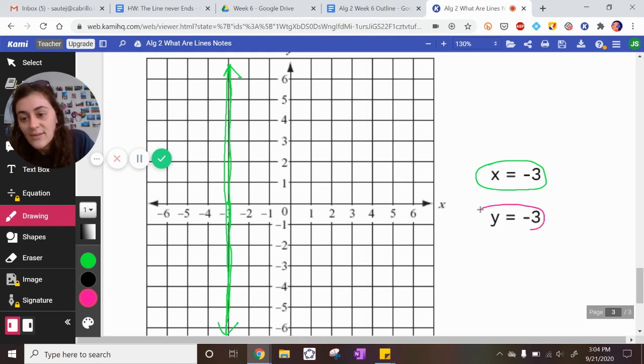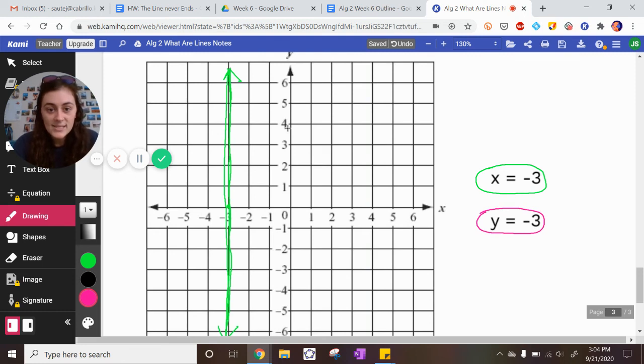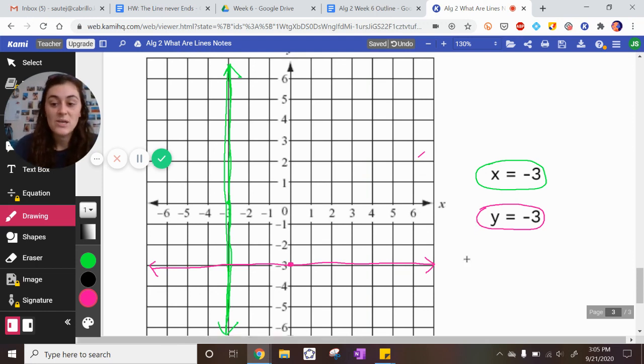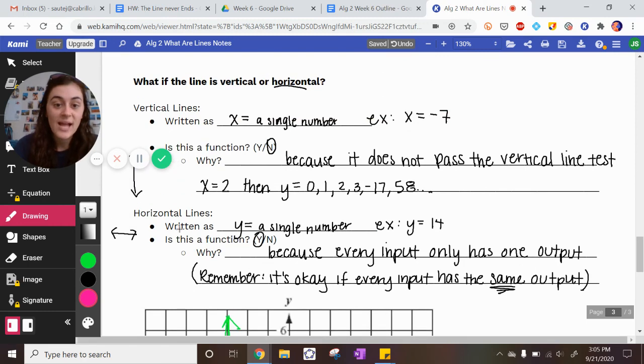And then we'll do y equals -3 in pink. For y equals -3, we go to our y-axis, we find -3, and again, we're going to draw a straight line through y equals -3. Well, that was slightly better, slightly more straight. So now you have an example of what a vertical line looks like graphed. You have an example of what an equation for it might look like. And then you have the same thing for horizontal lines. So hopefully this helps you understand these basic types of lines a little bit better.